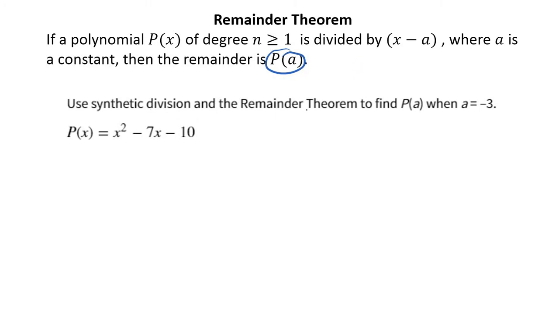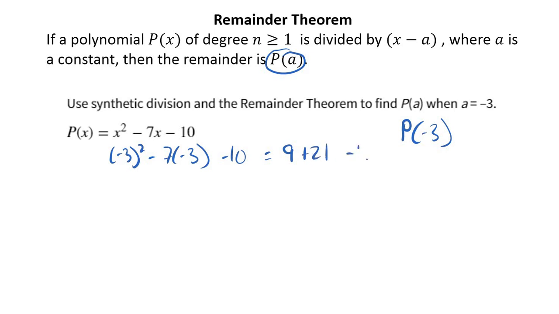Use synthetic division to find p of a when a equals negative 3. So they basically say, hey, what's p of negative 3? Well, we've done that before. That just means go plug negative 3 in for x. That wouldn't be very hard to find, by the way. Okay, in fact, let's just do that real quick. So that would be negative 3 squared minus 7 times negative 3 minus 10. So that would be 9 plus 21 minus 10. So that's 30 minus 10. Hey, we get 20.